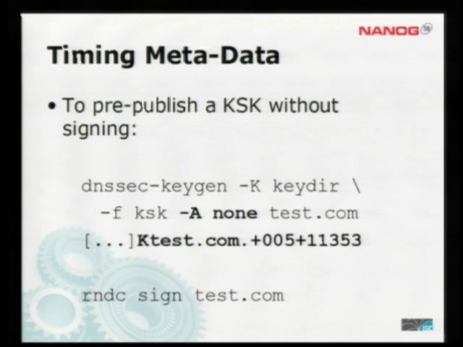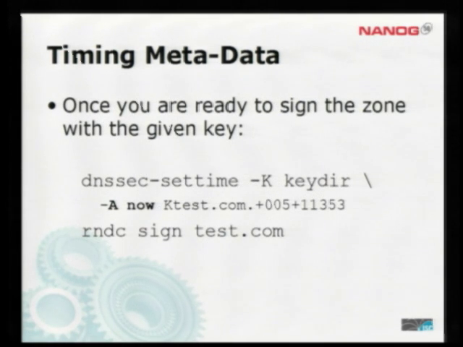So it's just going to sit there. Test.com, and it's going to create this K test.com file. I do an RNDC sign of test.com. Named is going to see that there is a publication date, but not an activation date. It's going to be smart, pull the key into the zone, make it available, but not actually sign the zone using that key. Once that key has been in the zone for a while, we actually want to sign the zone with it. We use a new application, DNSSEC set time, -K in the key directory, -A activation date now.